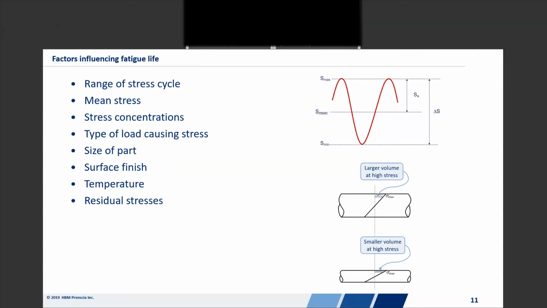Other things could cause changes in the fatigue performance as well. The surface finish. If I have a rough surface on my part, that roughness can be initiation points for fatigue cracks. Temperature can change the fatigue performance. The same way that elevating temperature could decrease the monotonic properties, it also can decrease the fatigue properties. And residual stresses, either due to manufacturing process or to overloads. Again, anything that leaves a stress that changes the mean stress can influence the fatigue life.